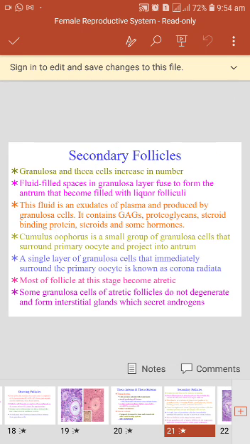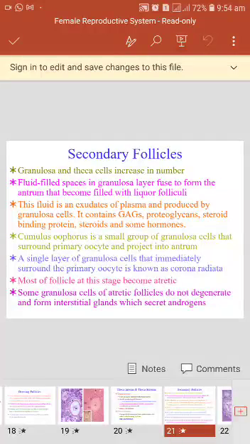In secondary follicles, granulosa and theca cells increase in number. Then fluid-filled spaces will appear in the granulosa layer. They will fuse to form the antrum or cavity. The fluid is mainly composed of glycosaminoglycans, proteoglycans, steroid binding proteins, steroids and some hormones.